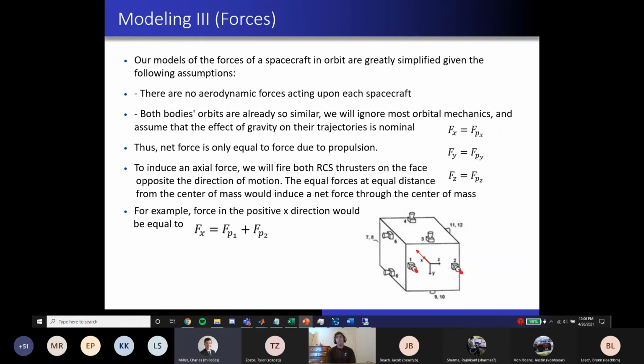And so our forces, because we're in space, we're assuming there are no aerodynamic forces acting upon each spacecraft, and our frame of reference is going to be pretty close to the point of docking. Because they're so close, we're currently going to ignore orbital mechanics and say that our forces are simply due to propulsion. Next slide, please.